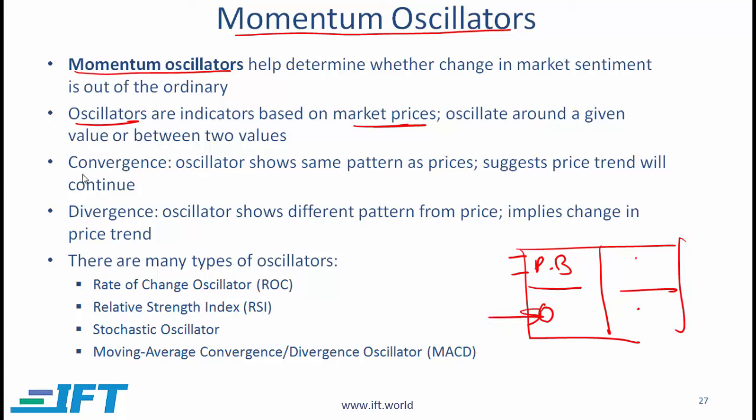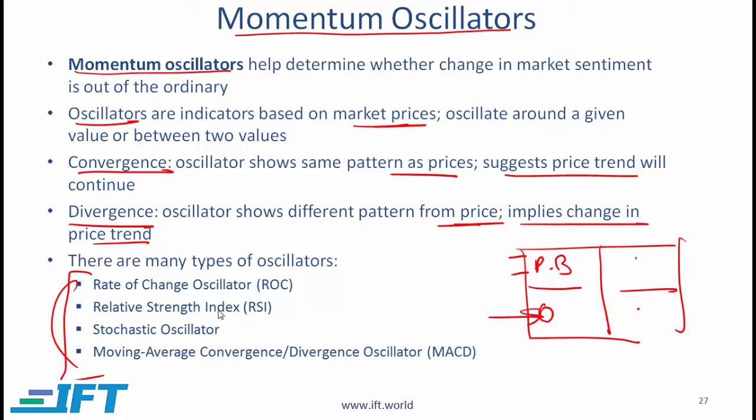You also need to recognize the concept of convergence and divergence. I will describe this briefly here, and then we will see examples when we talk about the actual oscillators. Convergence means that an oscillator shows the same pattern as the price of the security. This suggests that the price trend will continue. Divergence means that the oscillator shows a different pattern from the price of the underlying security, and this implies a change in the price trend. We will look at 4 types of oscillators, and here again there is a lot of detail in the curriculum. I'll simply touch on the main points.